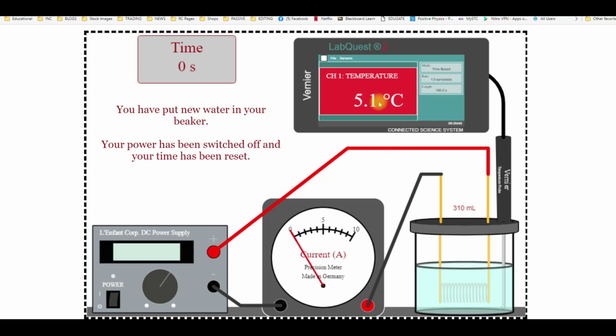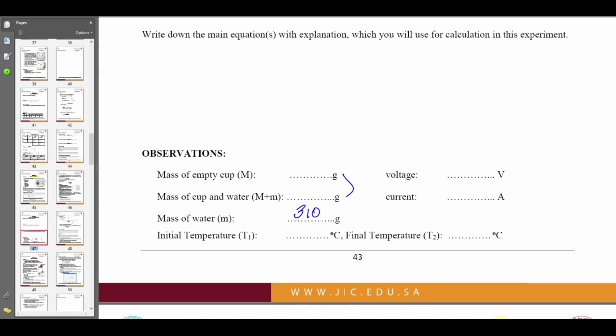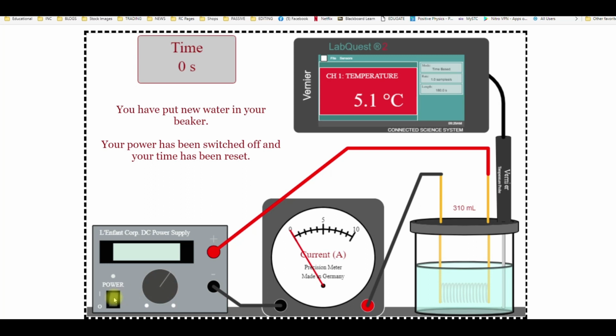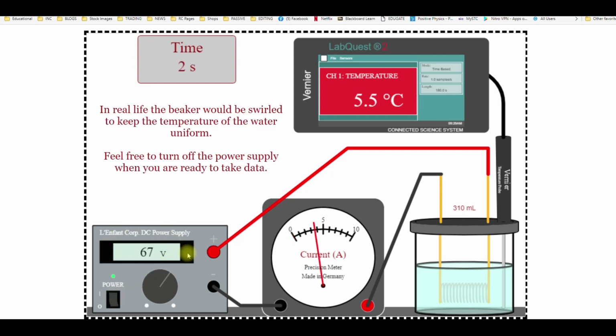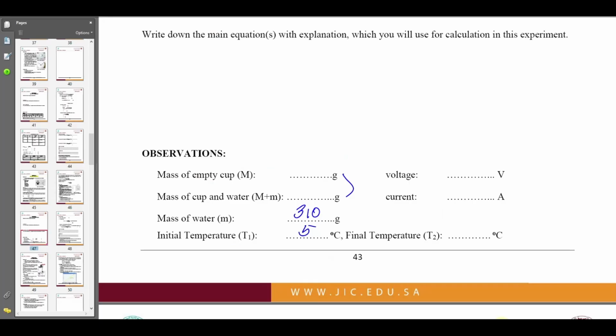What you do is read the initial temperature of the water. Of course it's fluctuating because it keeps on absorbing and losing heat from the environment. So let's use 5 degrees Celsius as the initial temperature of the water. Let's write it here, 5 degrees Celsius. Now let us start our simulation. Click the power, that's 67 volts, and about 3.75 amperes.